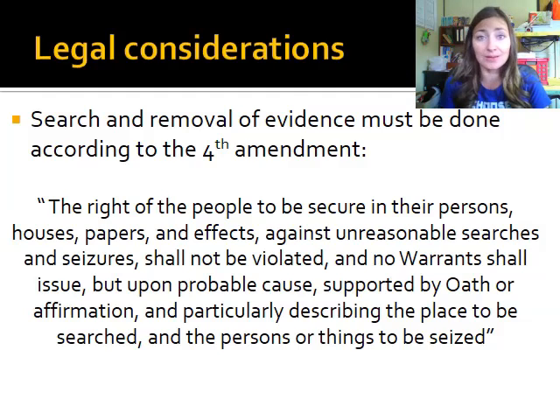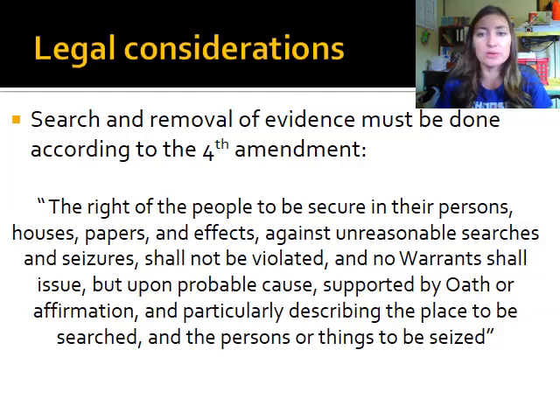So you can't just go and search somebody's house and take whatever you want. The right cannot be violated, and no warrant shall be issued unless you have probable cause. So you have a pretty good reason to think that this person was involved in a particular crime. Supported by oath or affirmation means you need a judge to sign off on your warrants, and particularly describing the place to be searched. So in your warrant, you have to state where you're going to search, who you're going to search, and what you're planning on seizing.